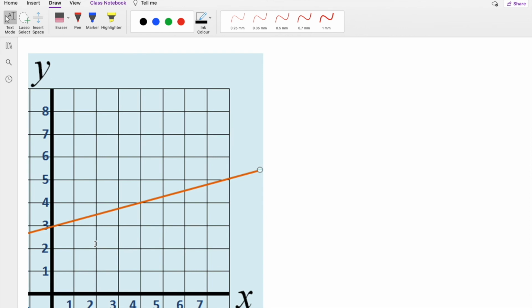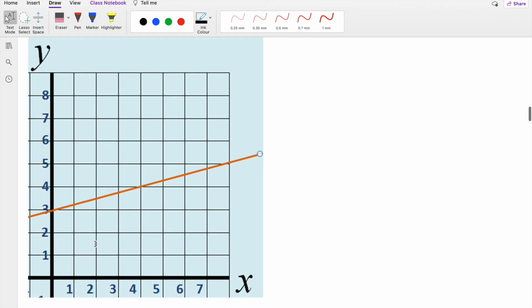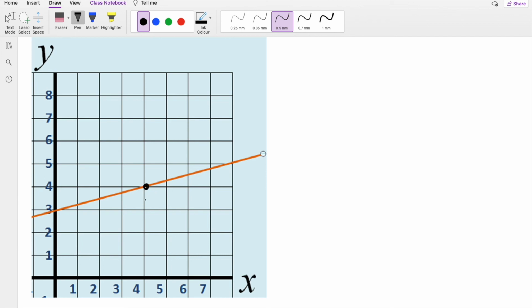Okay, from now on, because we've now seen a positive and a negative gradient, we can make some assumptions before we work anything out. And I would really recommend this when you answer these questions. Look at the line. Is it going in the positive or the negative direction? It's going in the positive direction. So I'm going to be expecting a positive gradient. So let's pick 2 points. I'm going to pick this point here and this point here.